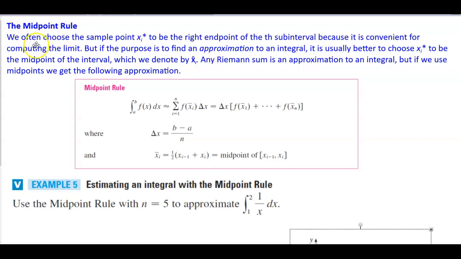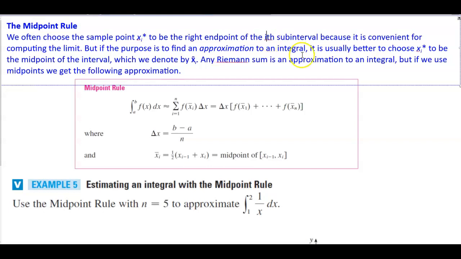The midpoint rule. We often choose the sample point to be the right endpoint of the ith subinterval, that i in there, because it is convenient for computing the limit. But if the purpose is to find an approximation to an integral, it is usually better to choose the sample point to be the midpoint of the interval, which we denote by x subscript i with a bar over it. Any Riemann sum is an approximation to an integral, but if we use midpoints, we get the following approximation.